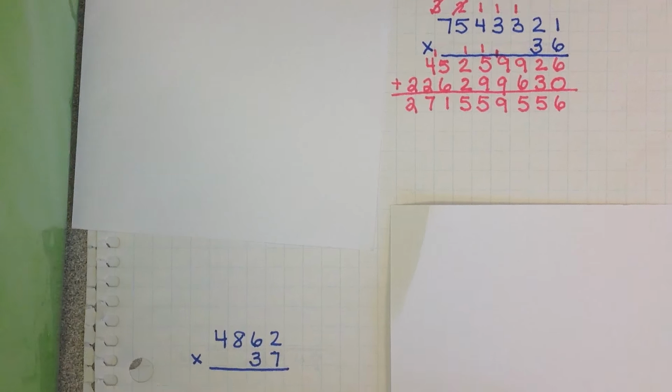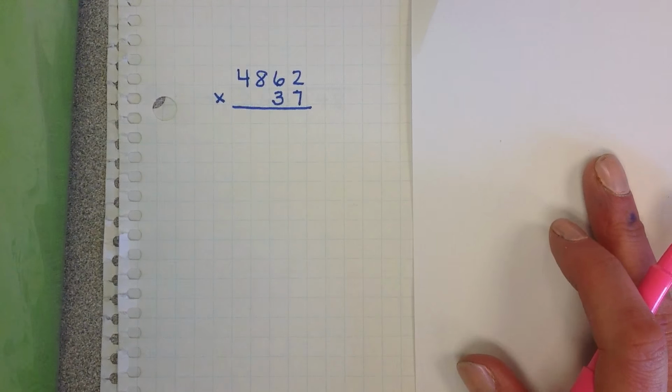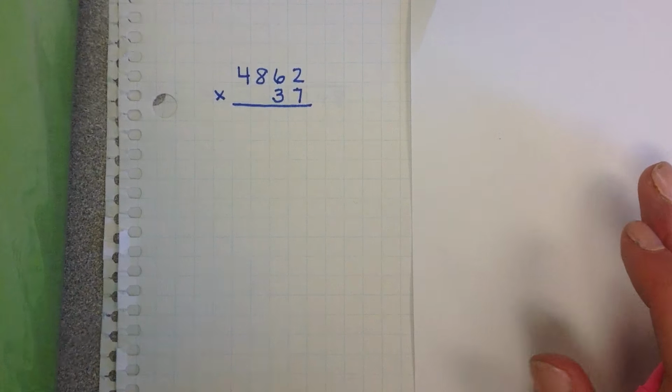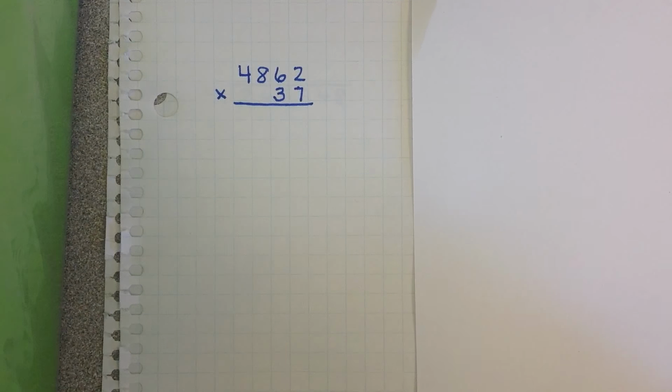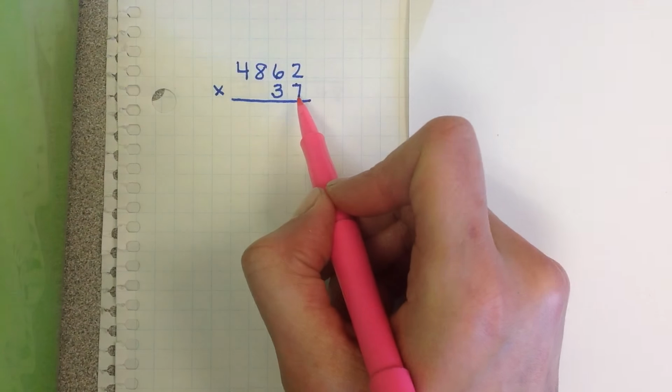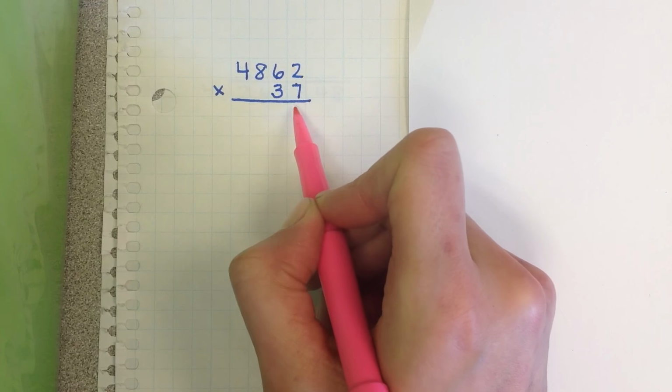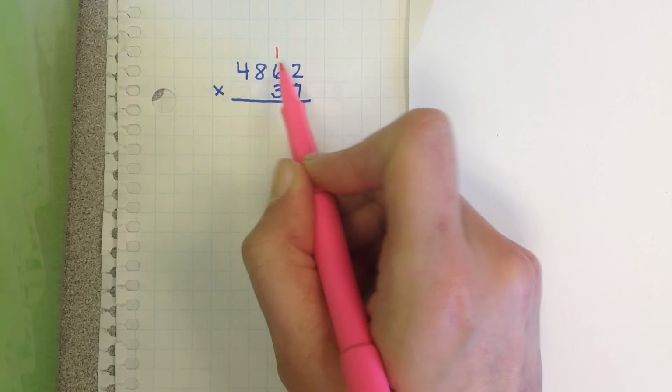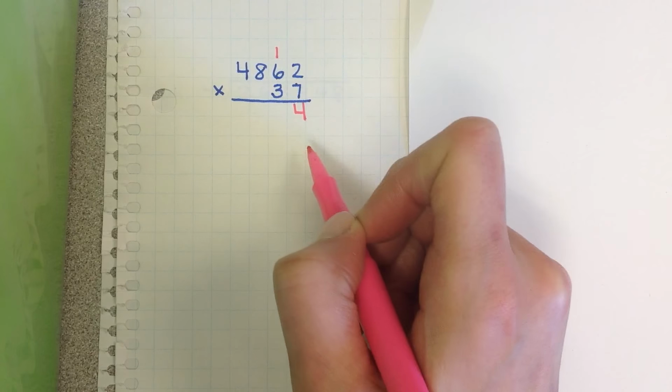I'll show you one more here. This is a bit shorter. Now I'm only multiplying 4,862 by 37. So again, I start with my ones. 7 times 2 is 14. I carry my 1 so that I'm making 14.